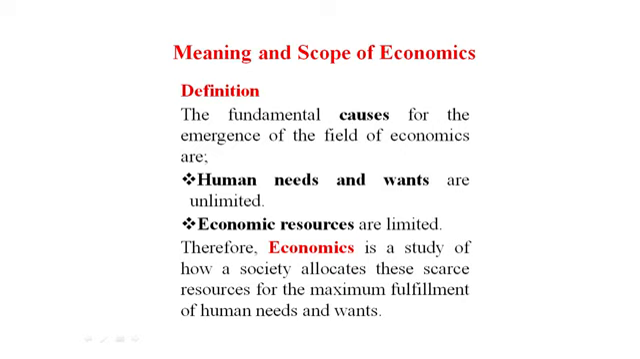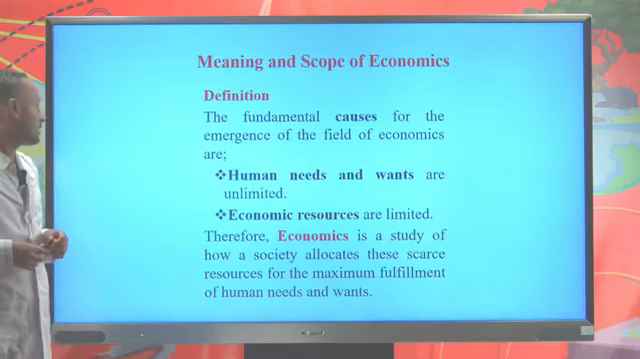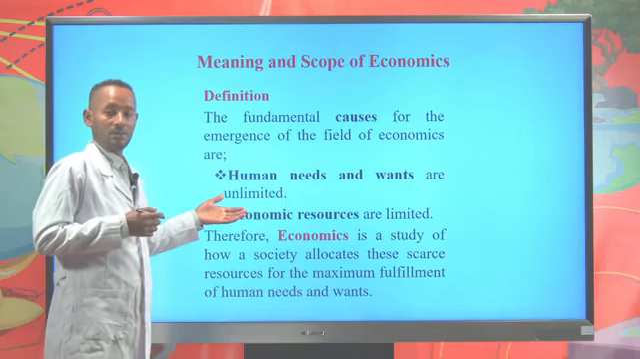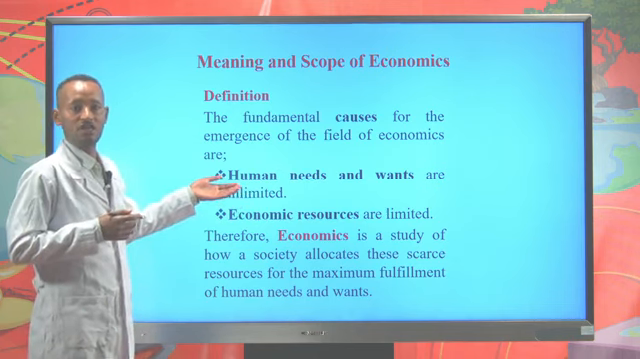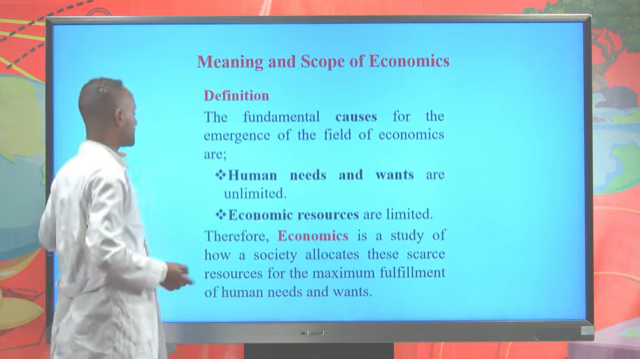First of all, there are two fundamental factors that led to the emergence of the field of economics. These two fundamental causes are: first, human needs and wants are unlimited. We have unlimited material wants. And second, economic resources are limited. The means to satisfy these needs and wants, or simply, economic resources are scarce in their nature.